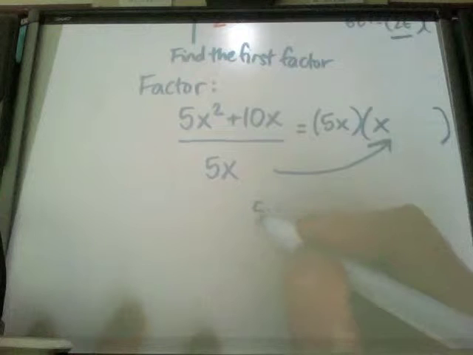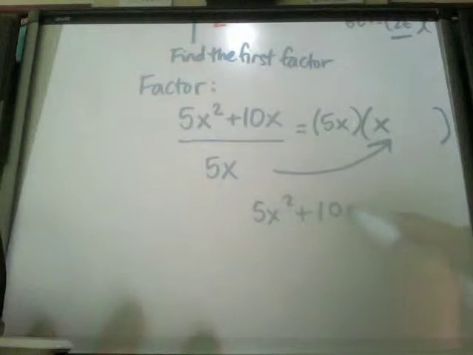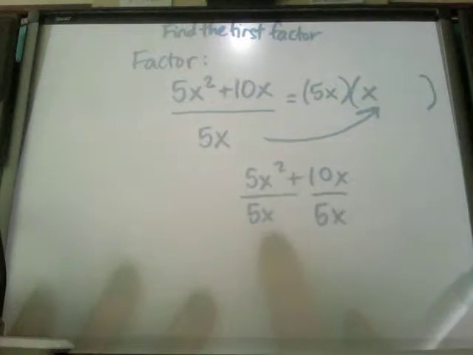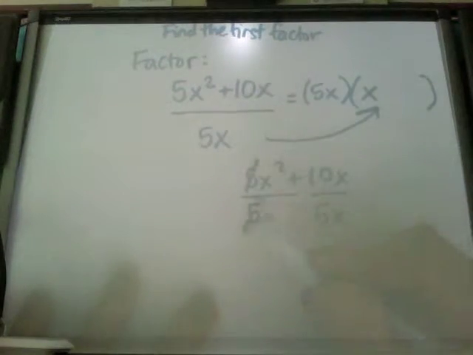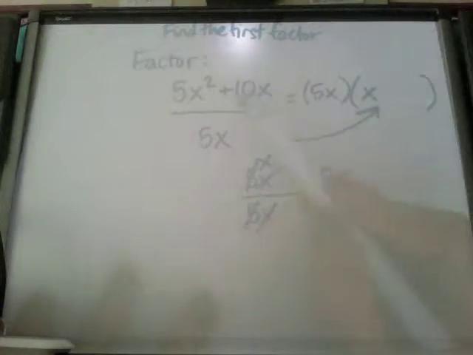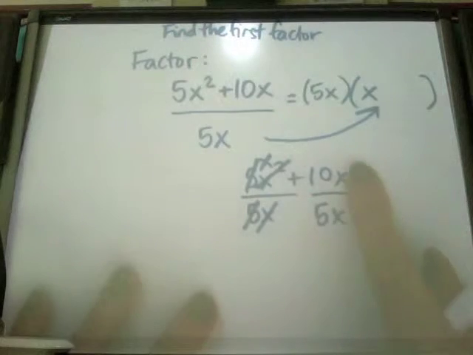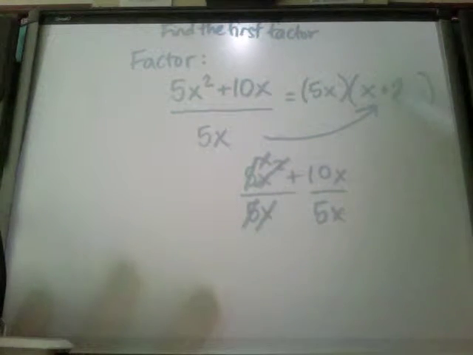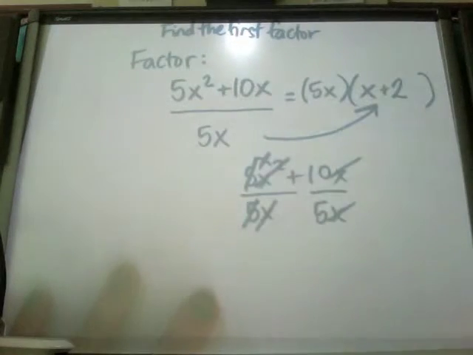Okay, so this is what we were doing yesterday. I didn't rewrite it separately, but we are doing the same thing. So if it helps you to rewrite it like this, with both of them having the 5x so that you can cancel, then do that. Okay, the next piece, 10x divided by 5x, or if you look at it here where I've written it separately, 10 divided by 5 is 2, x divided by x, they cancel out.